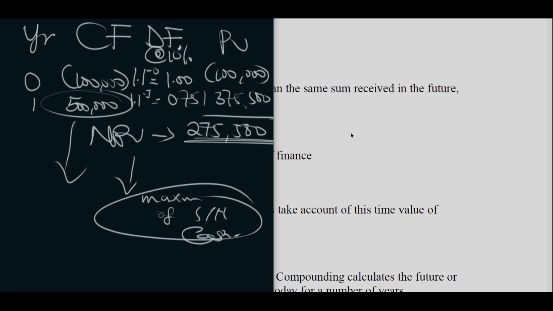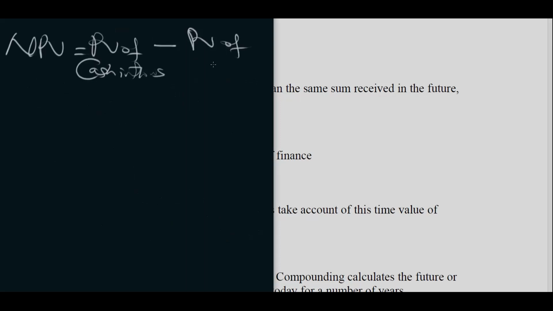So in simple terms, because NPV is usually the key investment appraisal technique you'll be using, I want you to see NPV, net present value, as the present value of your cash inflows, the cash inflows you are going to get, just like what we did, minus the present value of your cash outflows.